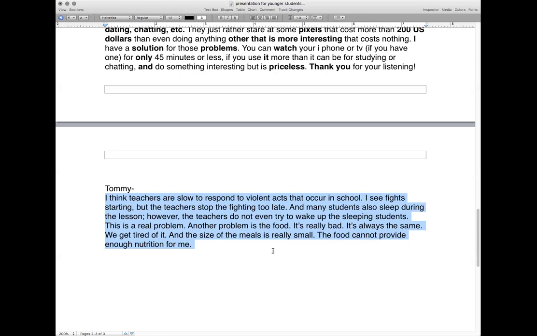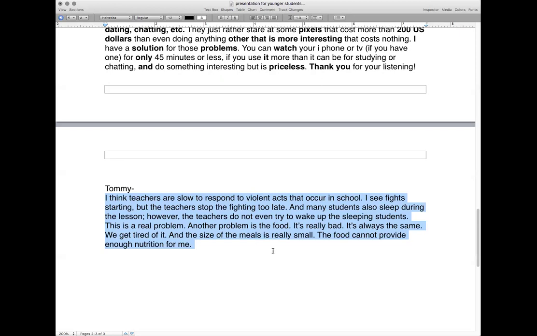Yes. I think teachers are slow to respond to violent acts often in school. I see fights starting, but the teachers stop the fighting too late. And many students also sleep during the lesson. However, the teachers do not even try to pick up the sleeping students. This is a real problem.